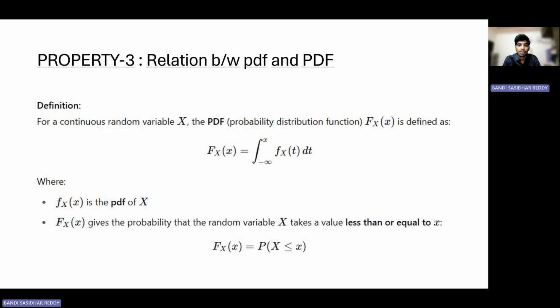Property 3. Relation between small PDF and capital PDF. For a continuous random variable X, the capital FX of x is defined as the integral from minus infinity to small x of fX of t dt, where fX of x is the probability density function of the continuous random variable capital X, and capital FX of x gives the probability that the random variable X takes a value less than or equal to small x, so it is also said that FX of x equals P of X less than or equal to small x.